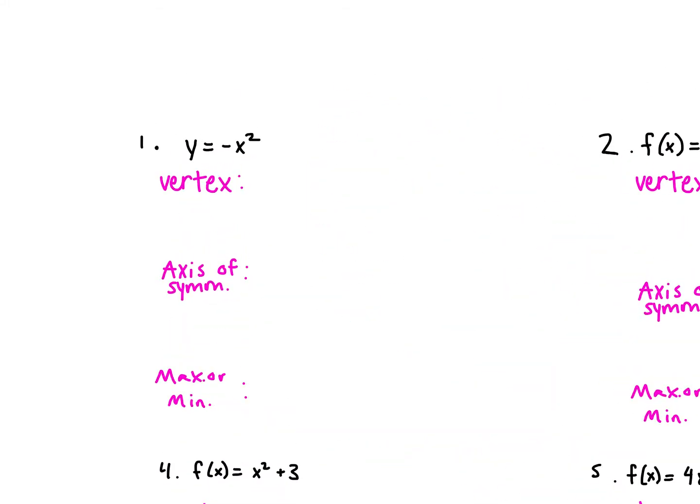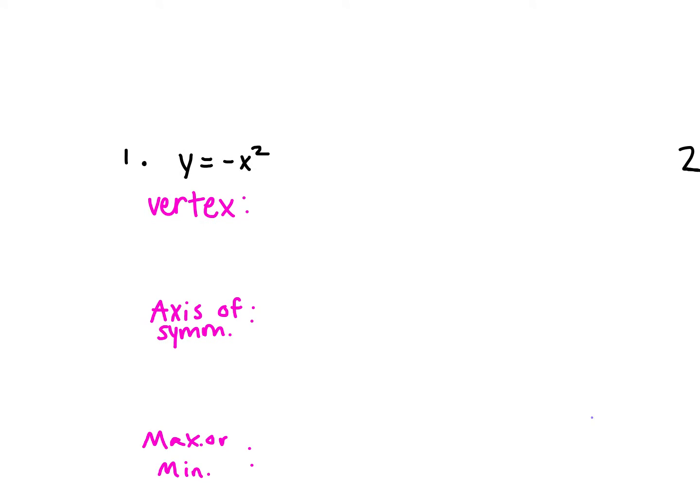All right, so looking at number 1. So we always want to start by finding our axis of symmetry, because what's our formula for our axis of symmetry? X equals negative b over 2a.